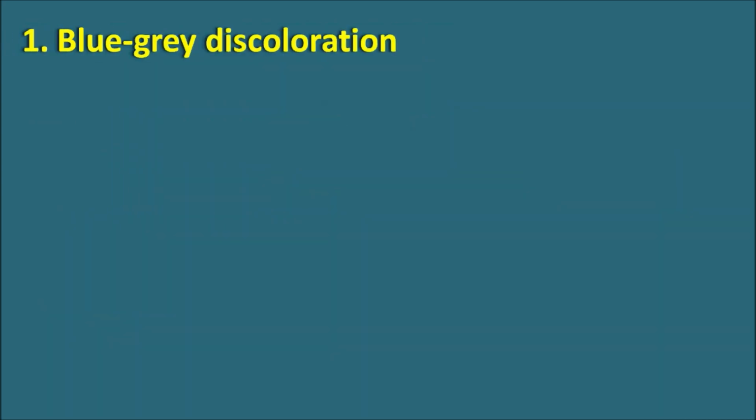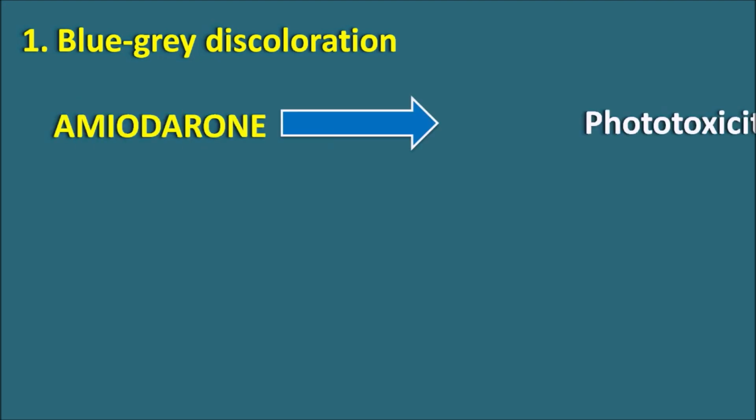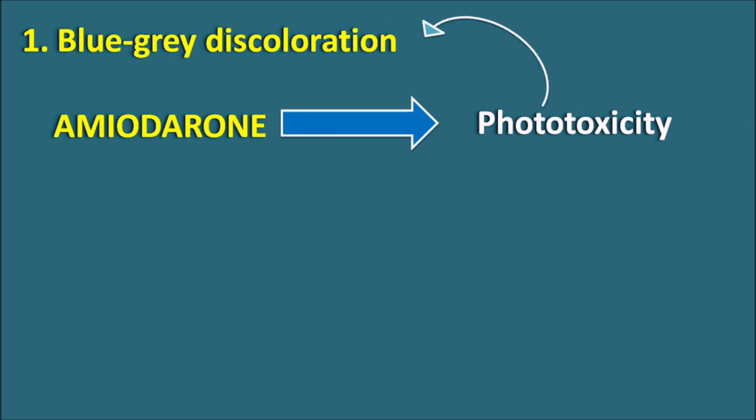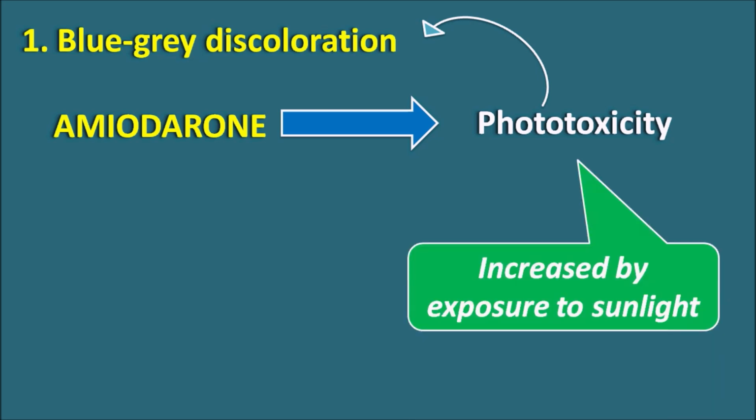The first one is the blue to grey discoloration of the skin. Amiodarone is an iodine-containing class 3 antiarrhythmic agent, and because of this iodine moiety, this drug can produce phototoxicity. This phototoxicity results in discoloration of the skin, which may appear as a blue to grey color, and this phototoxicity is further increased by exposure of the skin to sunlight.